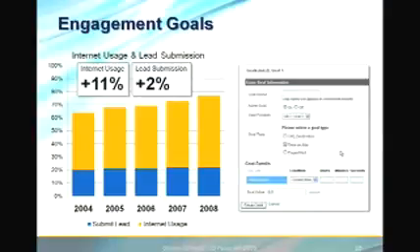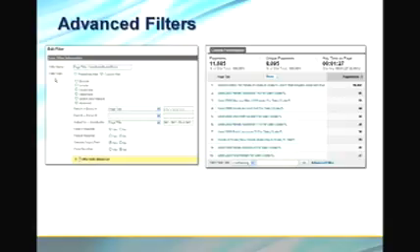The next area we're going to look at is advanced filters. Now, I showed you the filter that will take out traffic from a particular IP address, and that was pretty simple. What that did is just simply says, okay, disregard this traffic.